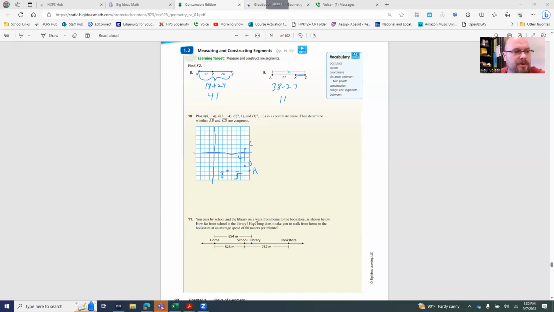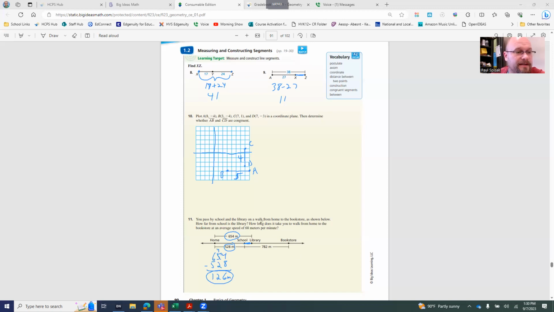On number 11, there are 2 parts to this one. First, they want to know the length between the school and the library. We can use these 2 numbers to figure out that length. 654 is the total distance from home to the library, and the distance from home to school is 528. So we subtract those numbers: 654 minus 528. 4 minus 8, I had to borrow 1 there, gives us 6. Then 4 minus 2 is 2, and 1, so 126, and this is in meters.